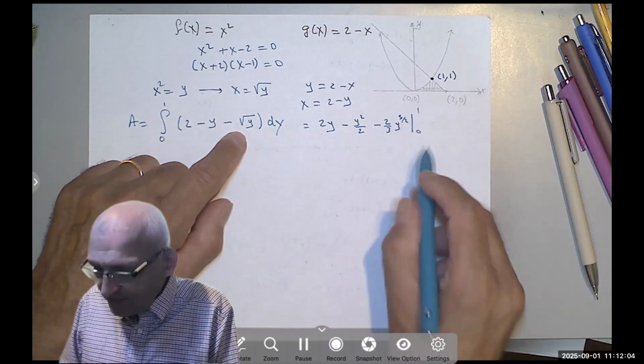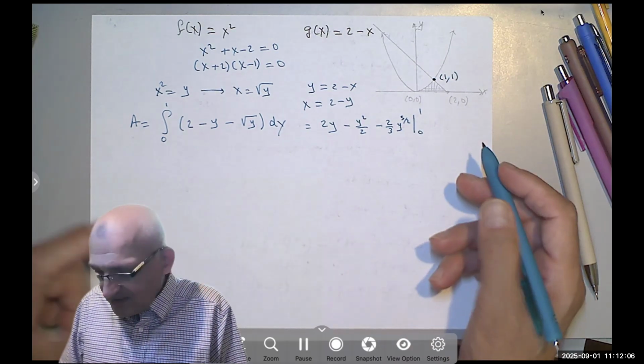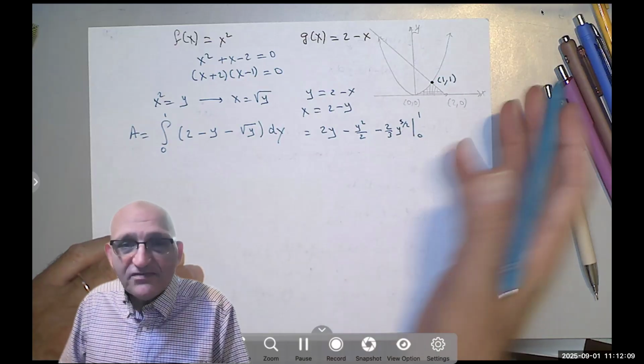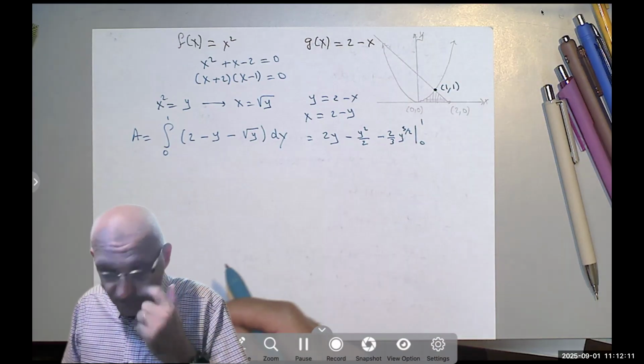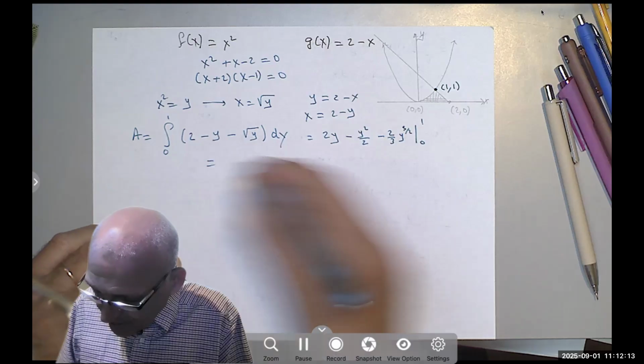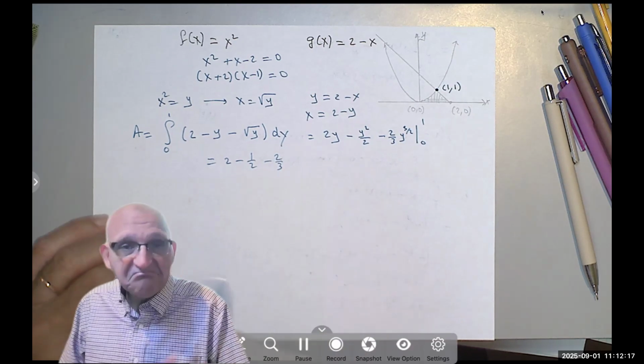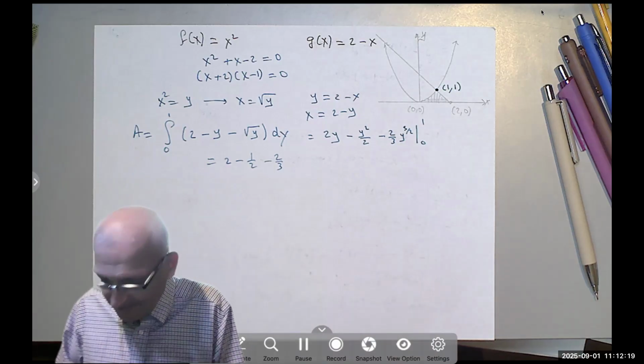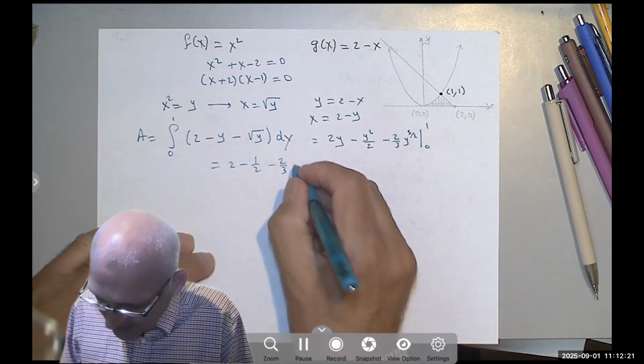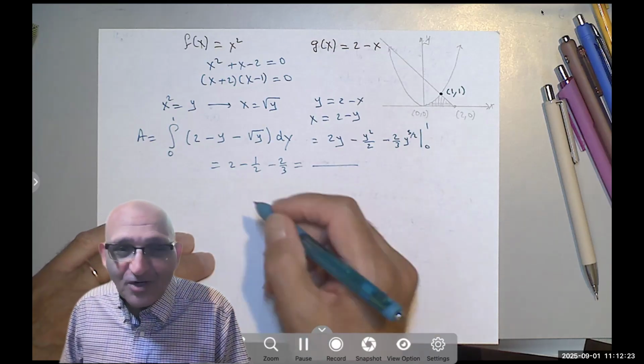Lucky because the integral is from 0 to 1, and 0 will yield 0, so you don't even need to do two pairs of parentheses. You just say 2 minus 1/2 minus 2/3. So easy, right? Notice, here we can take, again, like the previous problem, same thing.